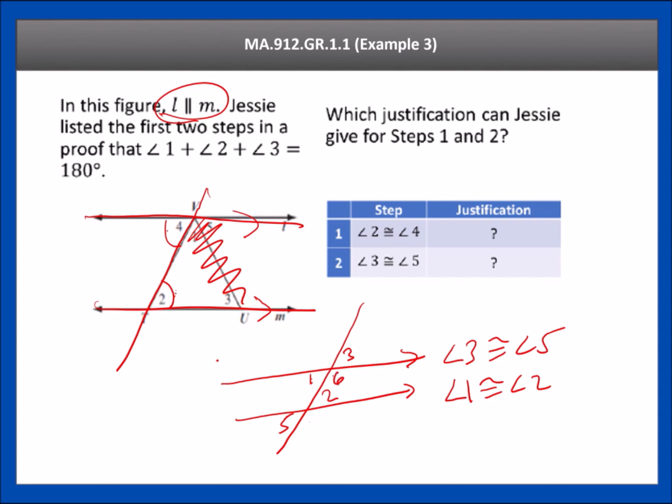If I had 6 and 2, well, then angle 6 and angle 2 are not congruent. They're on the same side. They're consecutive interior, but they're not congruent to each other; they add up to 180 degrees. So I would say that the measure of angle 2 plus the measure of angle 6 equals 180. And then lastly, angle 3 and angle 2 are congruent. These are corresponding. Corresponding angles are always congruent.